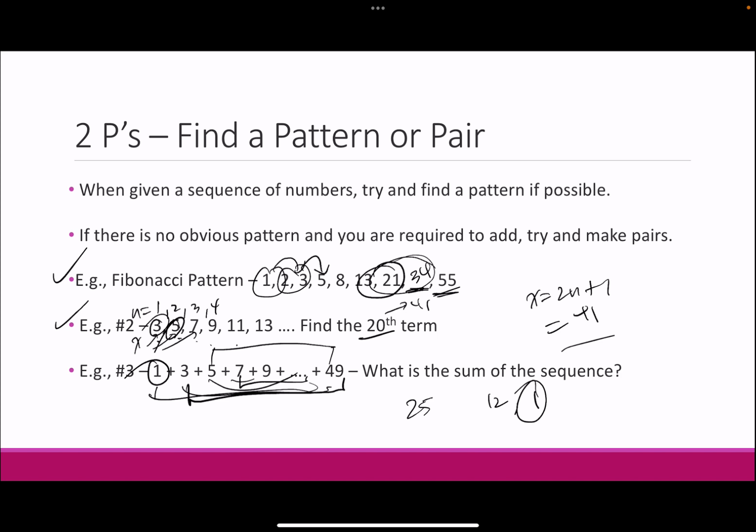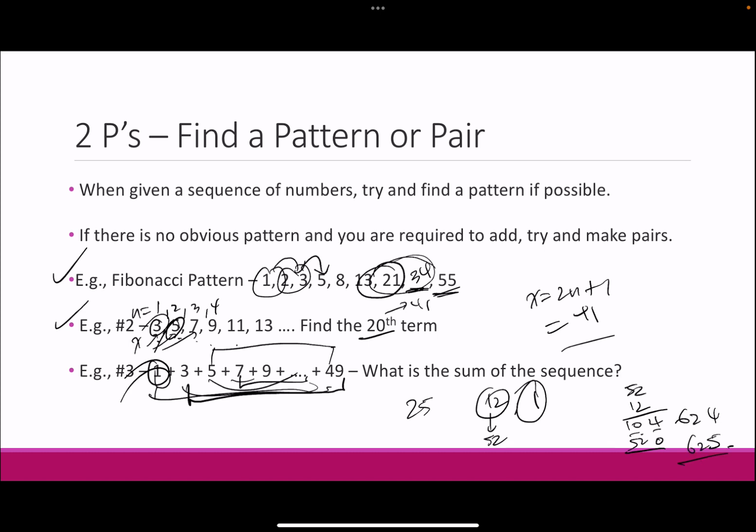Okay, and that's going to give me pairs of 52. So 3 plus 49, 52. 5 plus 47, 52. And so I'm going to have 12 pairs of 52. And when I multiply those, 2 times 5 is 10. 1 times 2, 5. So I should get 4, 2, 6... 624, add the 1. I should get 625.